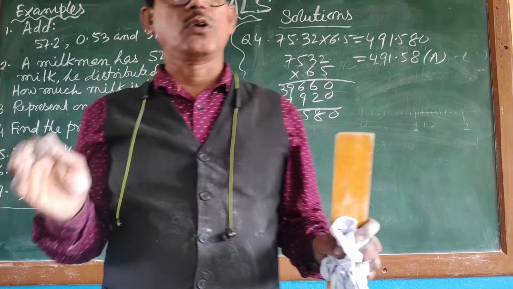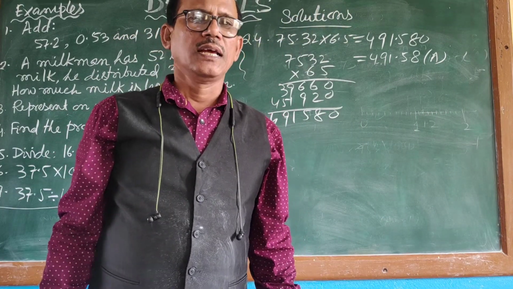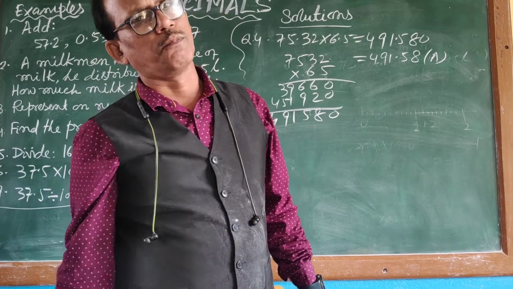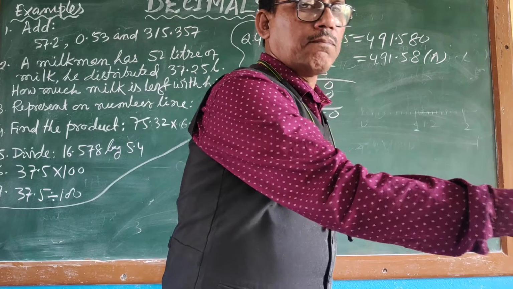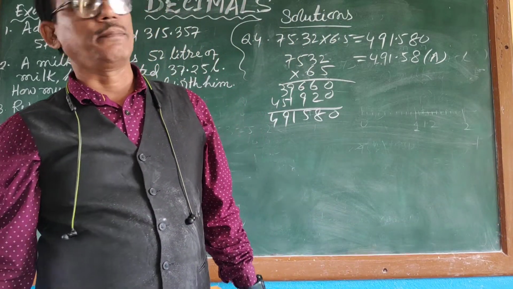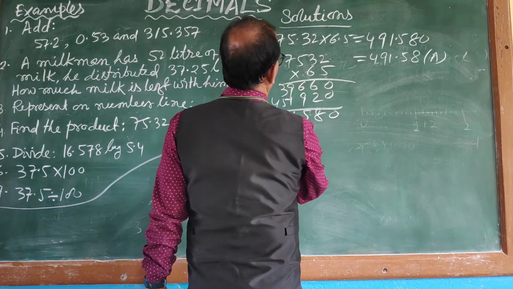So whenever you are doing decimal multiplication, first you find out the product without the point. Then you count how many decimal digits there are in the multiplicand and multiplier both. Then, in the product that has come, from right to left, you put the decimal point according to that many decimal places. You understand?